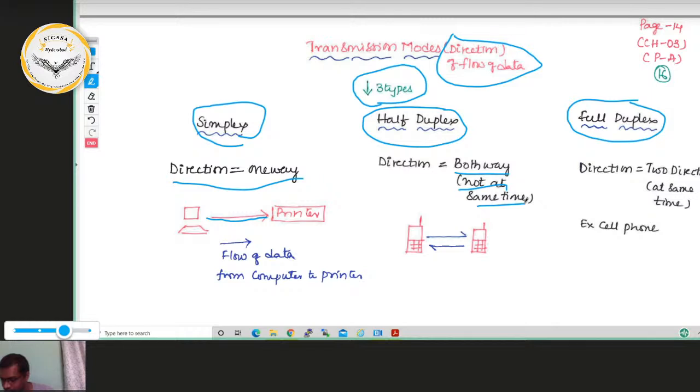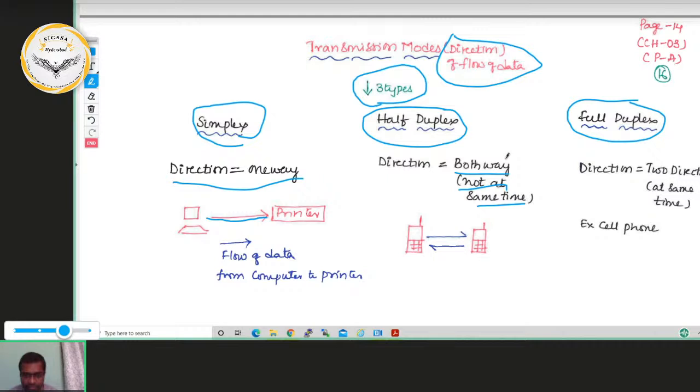So what do you mean by half duplex? Half duplex is nothing but the direction will be in both directions, but not at the same time. For example, traffic constables will be using the walkie-talkie. The data will be transmitted in both directions, but not at the same time. That means one person will talk and he'll say okay over, so that the other person can talk. So this type of communication is called as a half duplex communication.